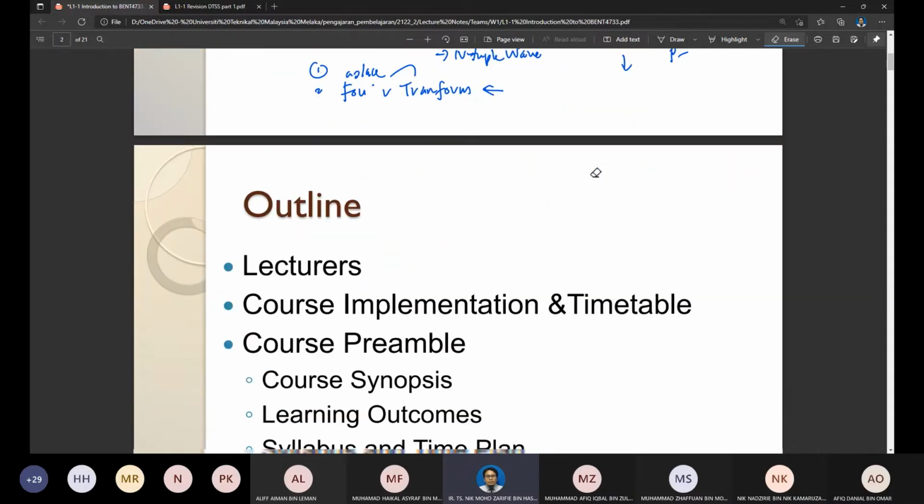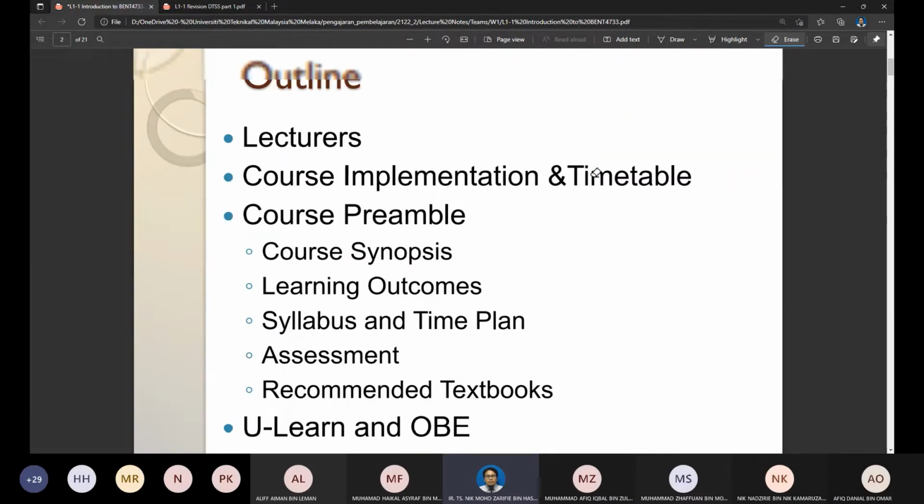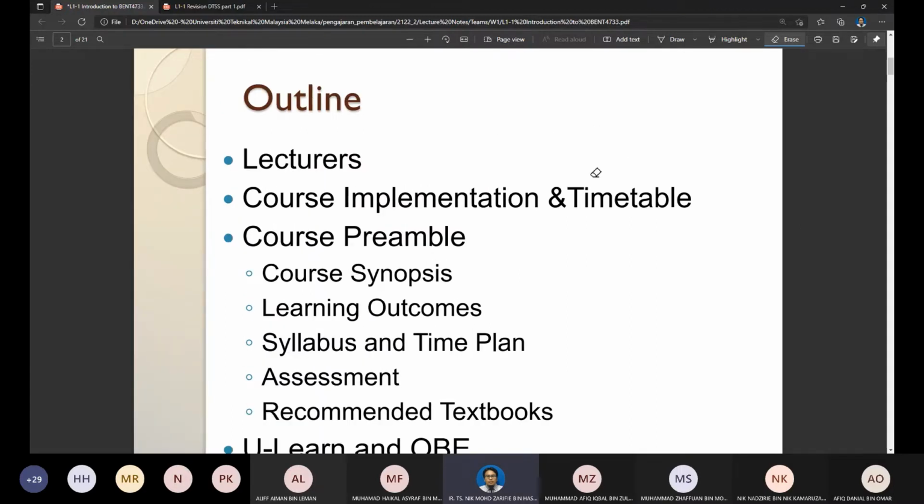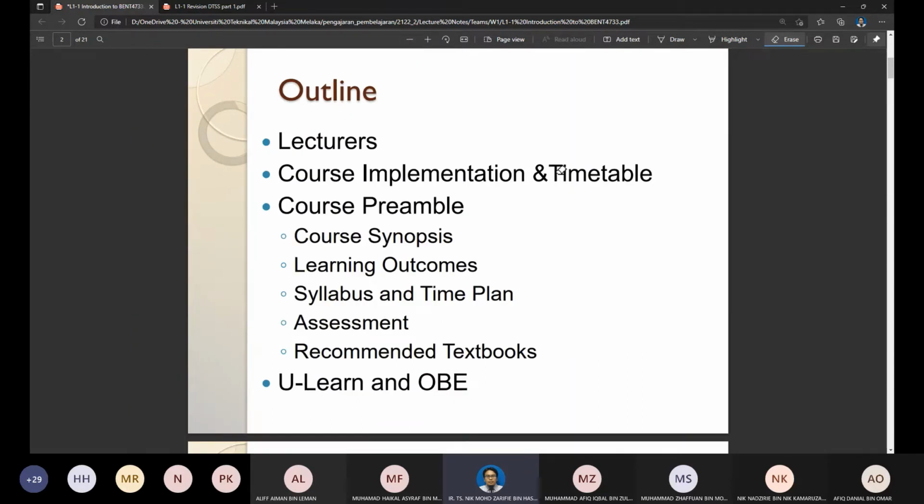Okay, all right. So for today, basically, I would like to introduce some elements of DSP itself, from the beginning to the LO, what we call OBE. I'll be introducing the lecturers' names, course implementation, timetable, and many things about the course, I mean synopsis, learning outcomes, syllabus, assessment, and recommended textbook.